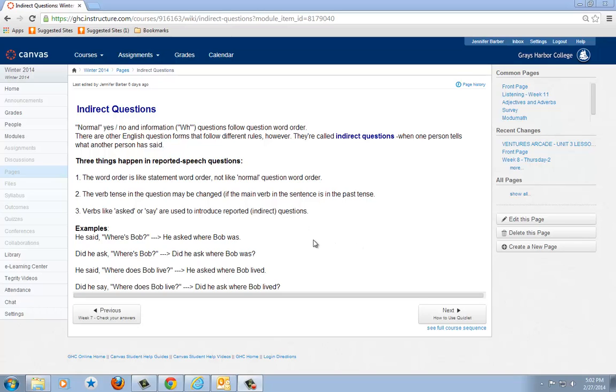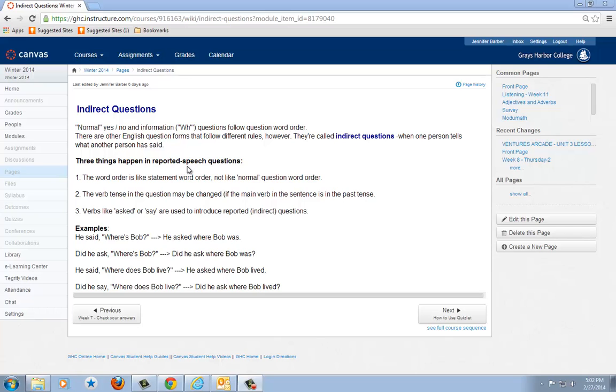This page is just giving you an introduction to indirect questions. So this is just a different way to ask a question. Normal yes or no or information questions follow the question word order. That is when we put the verb first, and sometimes we need to add a verb. With indirect questions, we use a regular sentence order.